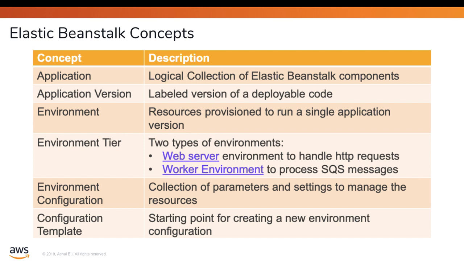So I'll just go through some of the concepts of Elastic Beanstalk. Basically, application means a logical collection of Beanstalk components. It could be EC2 instance, it could be load balancer, security groups. Everything would come under application components, and any change that you make would be labeled with a new version.